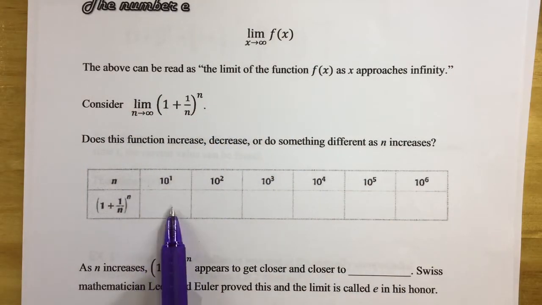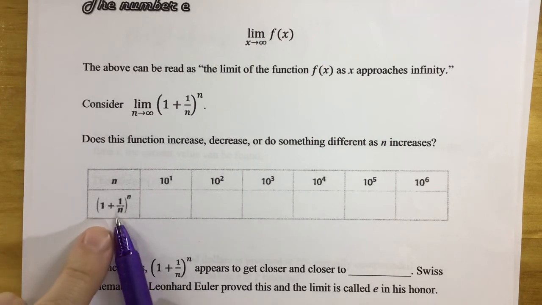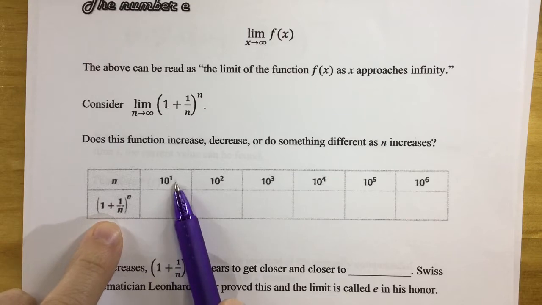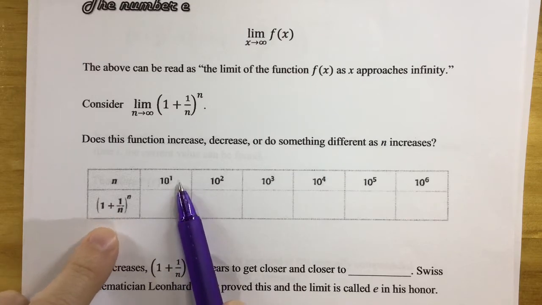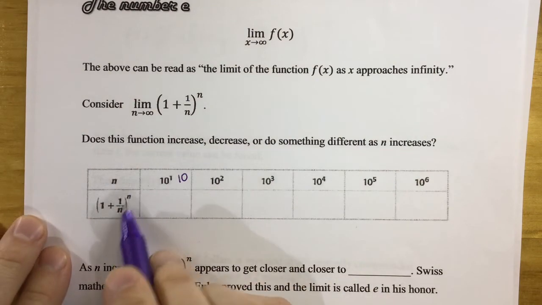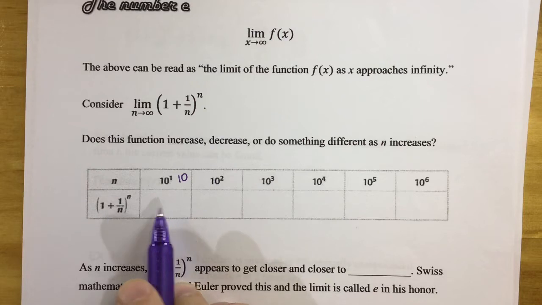So I have a table of values that I want you to complete. And I'm going to ask that you complete that before I give you any more information, before you go further into the video. Okay, so here's your expression. We're going to first evaluate it for 10 to the first power. 10 to the first power is really just 10. That's all I'm asking you to do: plug a 10 into both of these spots, run that calculation, then write down a number.